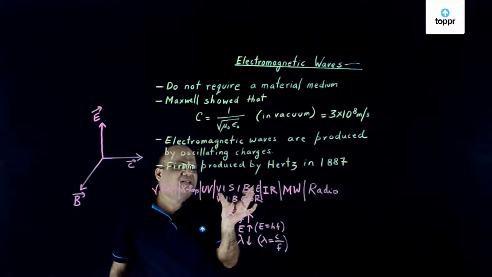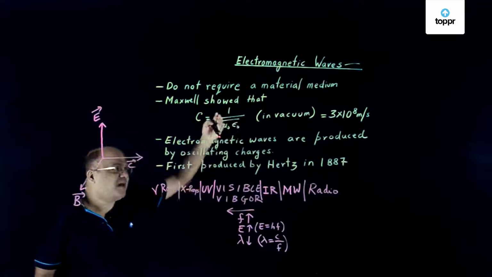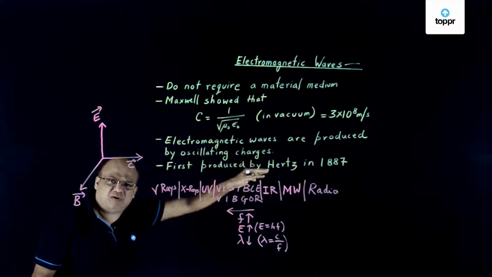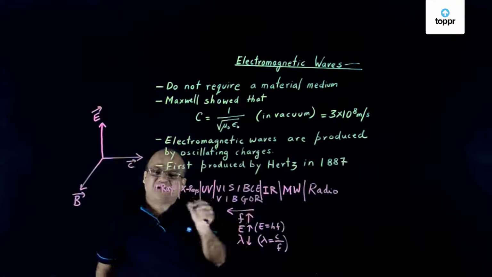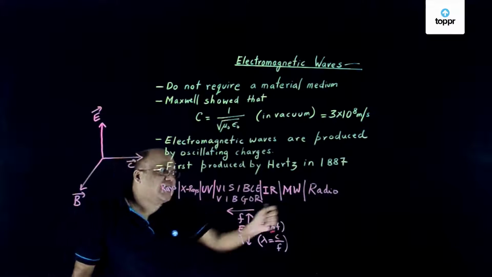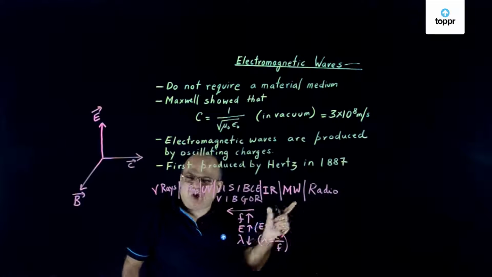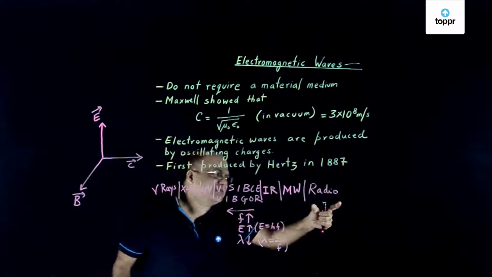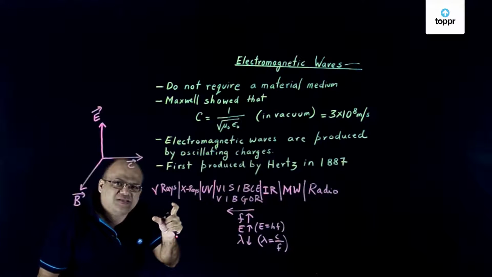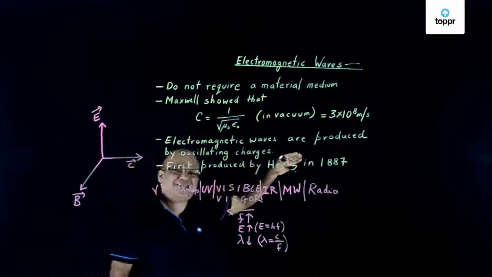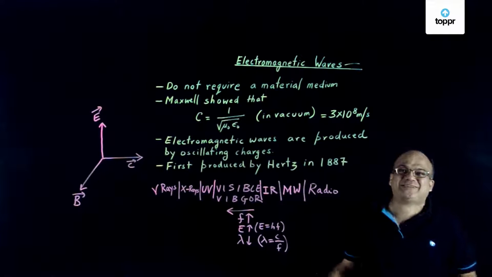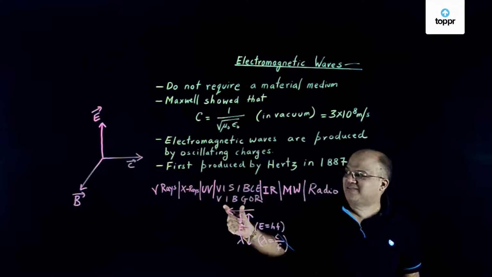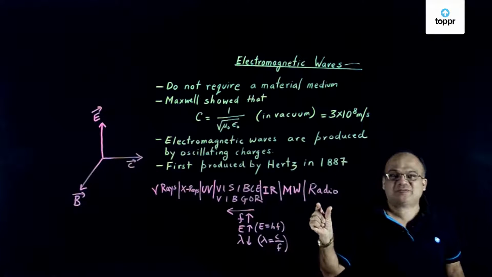Now, visible rays cannot pass through a wall, right? This wall is there, visible rays cannot pass through this big wall. But gamma rays can easily pass. Radio waves also can pass. How is it possible that something with a very large wavelength and something with a very small wavelength is able to pass, but something with an intermediate wavelength is not able to pass through this wall? How is this possible? Visible is not able to pass. Gamma rays can pass. Radio waves can pass.